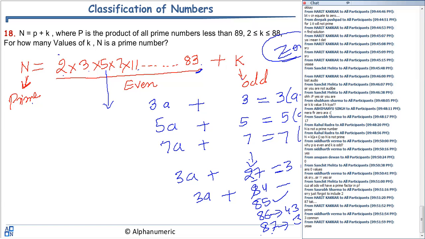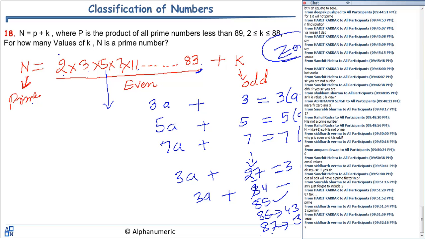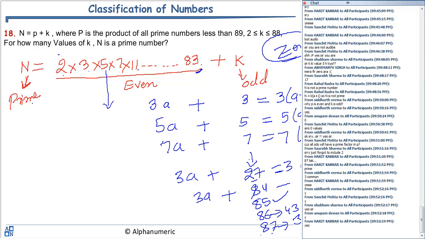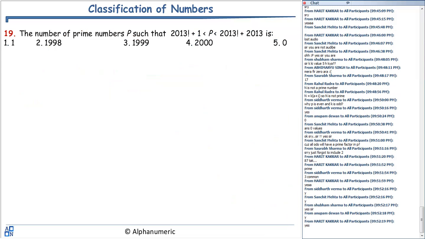Is that clear to all of you now? Great. So I'm moving to the next question. And in the next question everyone should get the answer, because the next question is quite an easy one. Alright, solve this one now. If you understood question number 18, then everyone will get the answer to 19.